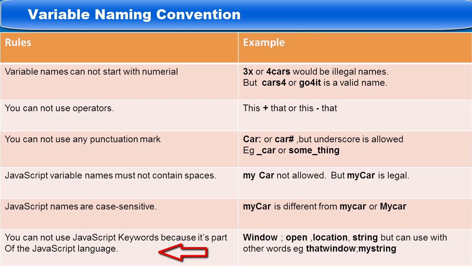For example, you can call a variable thatWindow, or maybe myString, or whatever. You can combine them with other text that is acceptable. So these are just some key basic rules you need to take into consideration when you are giving your variable names. That's it for this video.